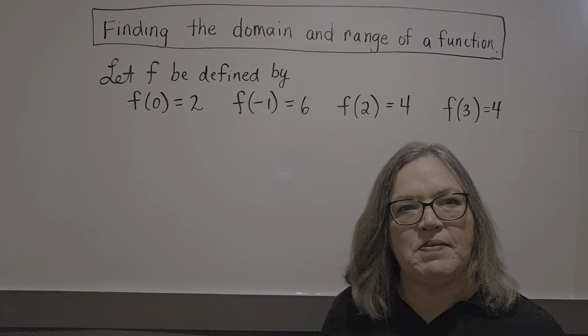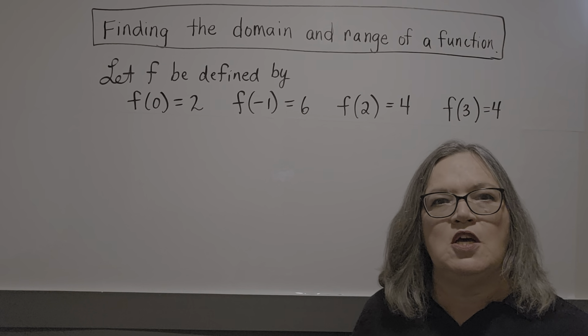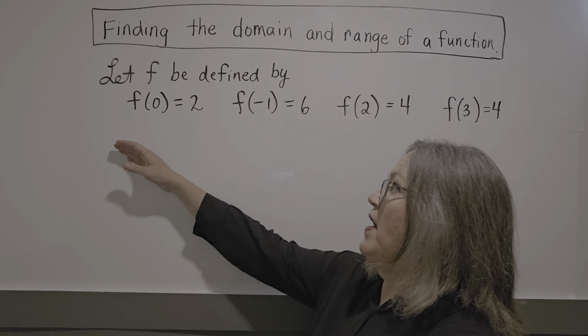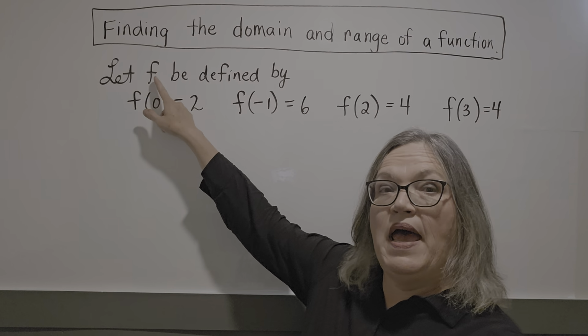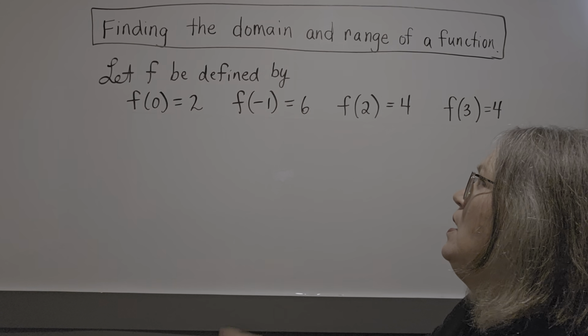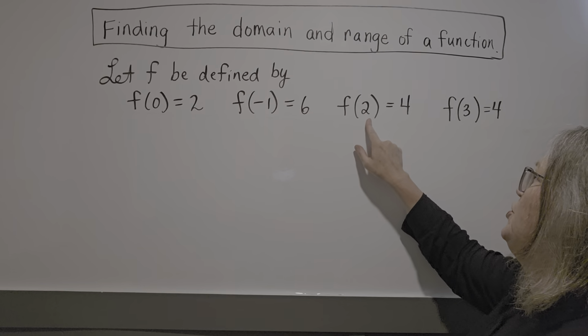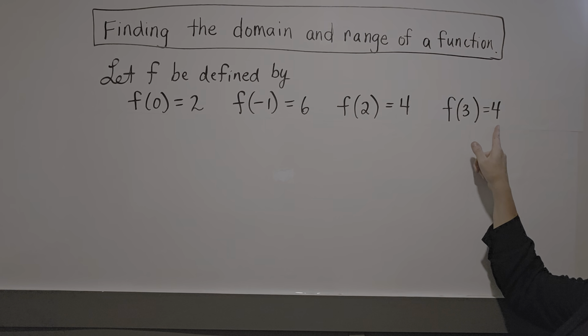So in this example, I'm going to show you how to find the domain and range of a function. We have a function that is called f, and it's defined by f of 0 equals 2, f of negative 1 equals 6, f of 2 equals 4, and f of 3 equals 4.